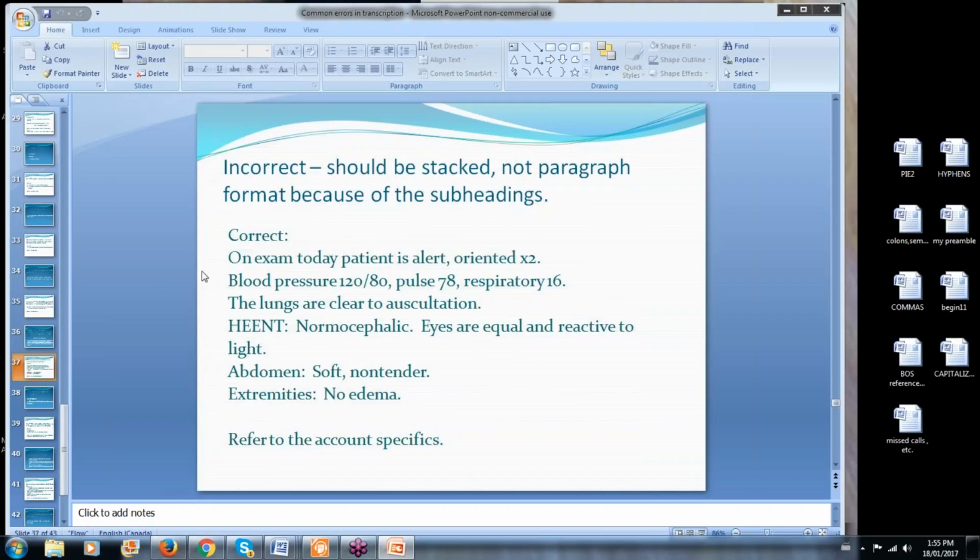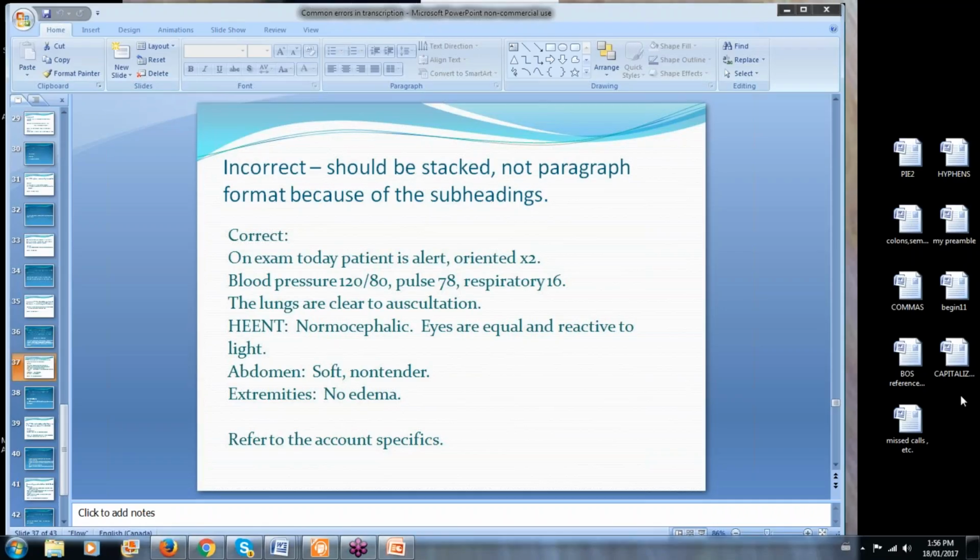So it should actually appear like this. On exam today, patient is alert, oriented ×2, and then you put your vitals on the next line. The lungs are clear to auscultation, and see, you have subheadings. So if you have even just one subheading in this section, then you have to stack everything. And you can refer to the account specifics. It tells you that. It shows you examples of that as well.